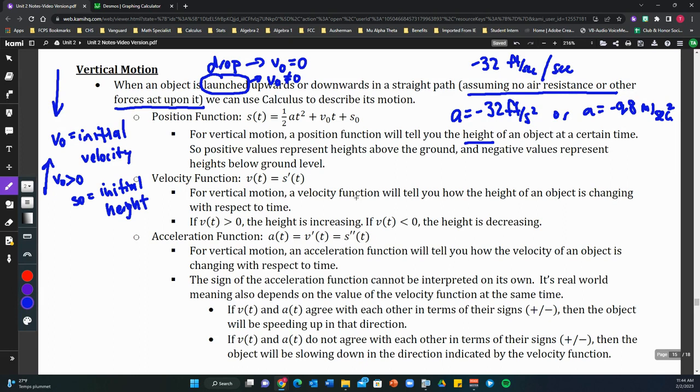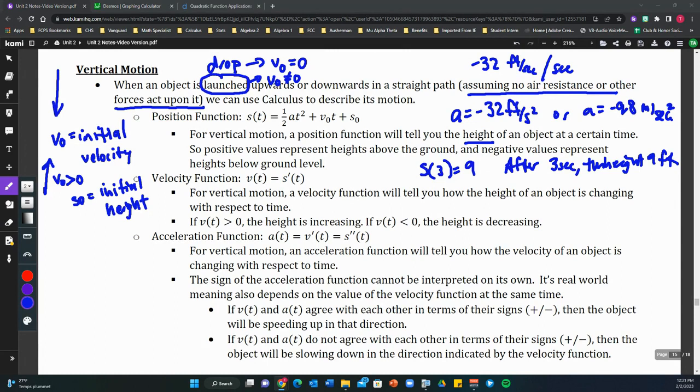Now, looking at the graph, we can dive deeper and start to talk about, is the height increasing or decreasing? But when we start talking about how the position is changing, that's really a description or interpretation of velocity. If I simply ask for S of 3 and I get 9, all that means is after 3 seconds, the height is 9, whatever units we're using, just call it feet. That's really the only interpretation or application that this position function is relevant for.